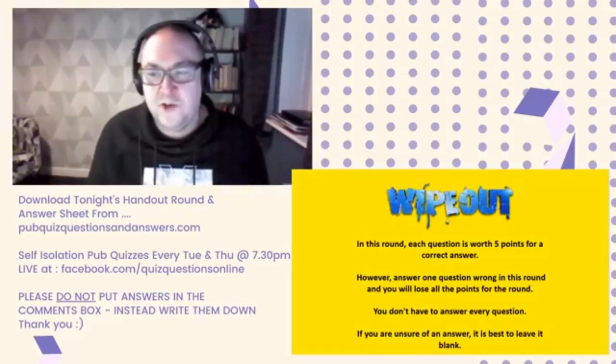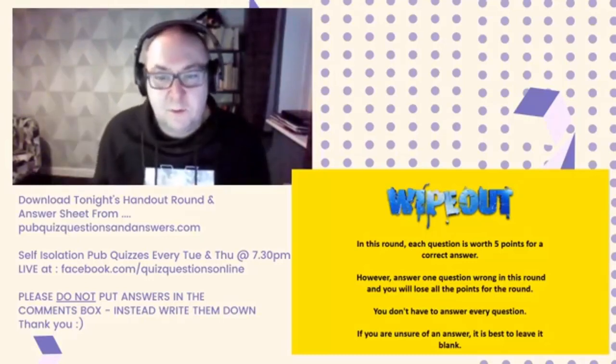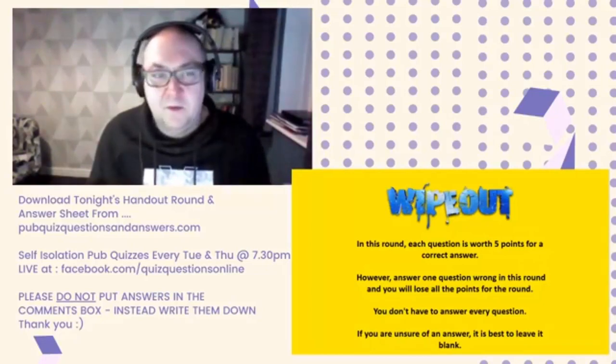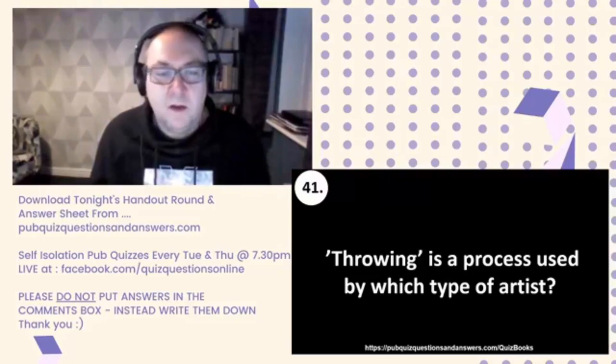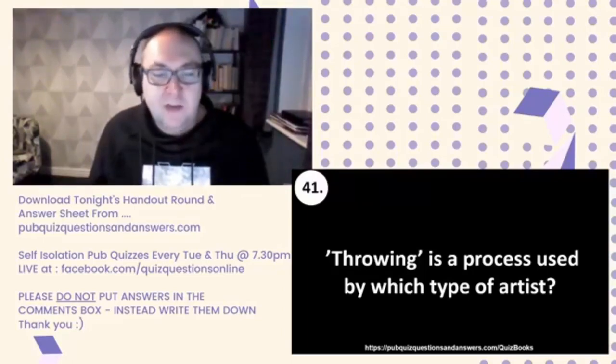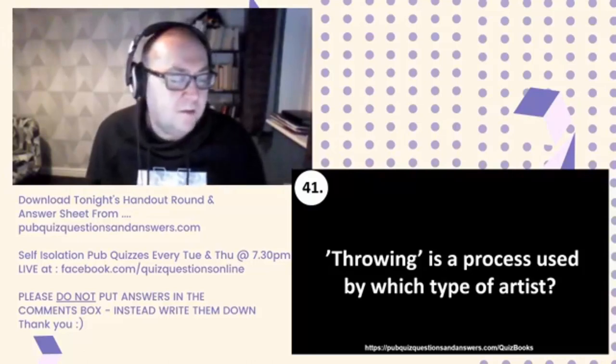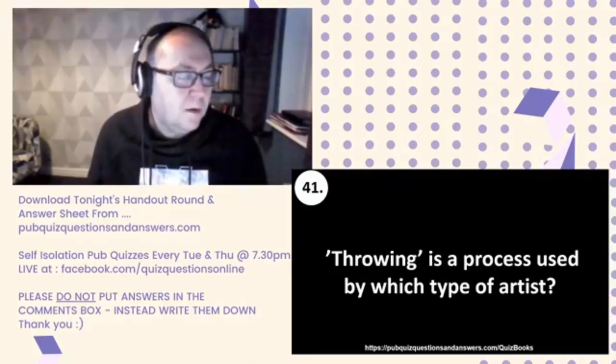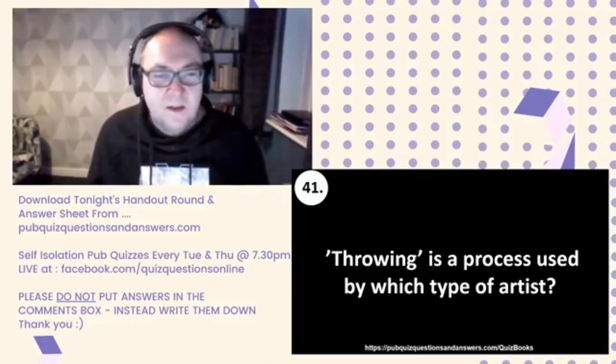Here we go. Question number 41. Each question is worth 5 points in this round, so it's quite a big point round for you. But it depends whether you're going to go for it. Here we go. Question 41. Throwing is a process used by which type of artist?